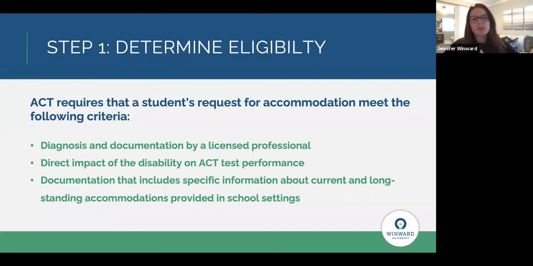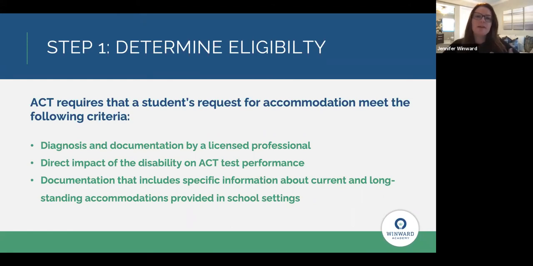So when you think about the documentation that you're going to end up wanting to organize, you really want to think back as far as you can, right? What are teachers who maybe initially expressed concerns? Do you have that documented in a school report card or in an email that was sent to you or in some sort of work that you've done at a learning center at your son or daughter's school?